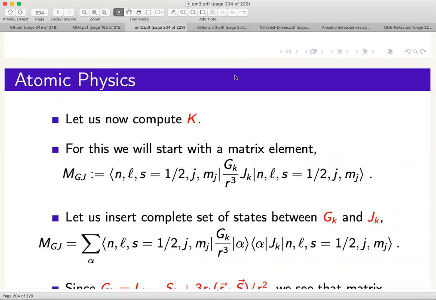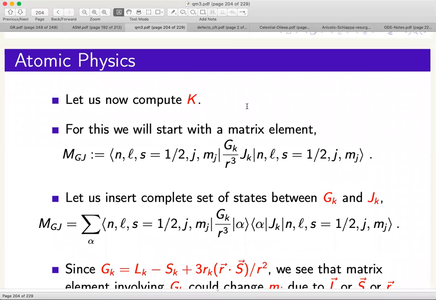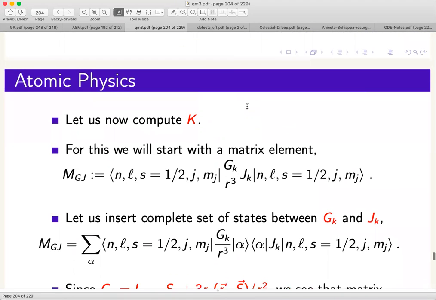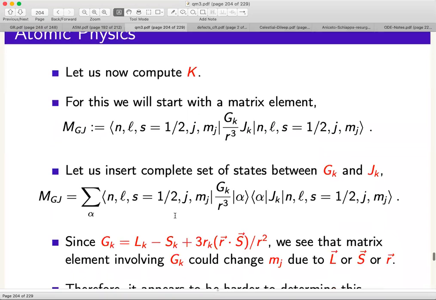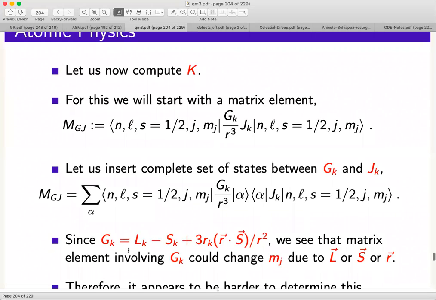Okay, so in the last class we were looking at the effect of the nuclear magnetic moment on the electronic levels, and one of the matrix elements that we encountered was a matrix element which involved the operator gk, which was the orbital angular momentum minus the spin angular momentum times an additional piece, which was depending upon the radial vector.